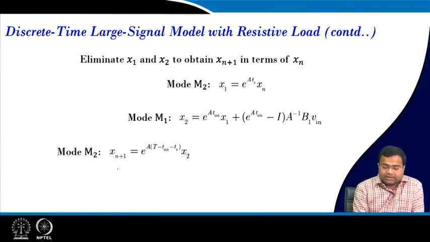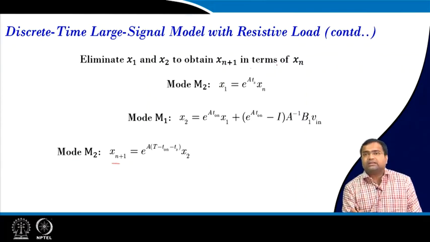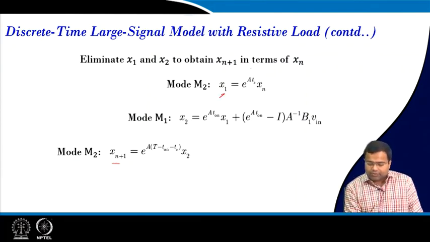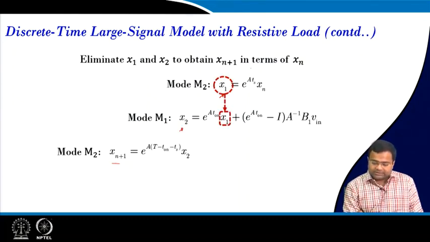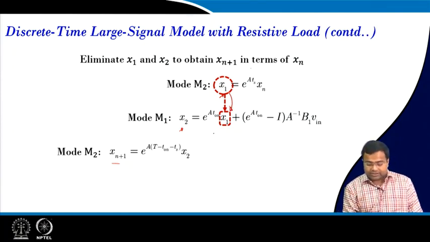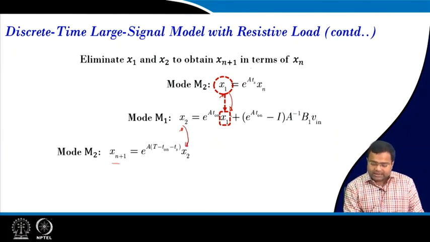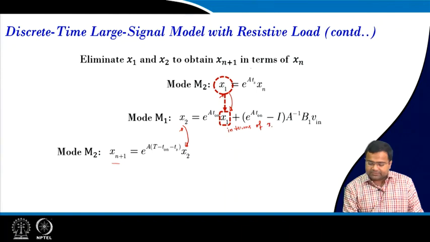So, the complete solution xn plus 1, if you propagate, that means you will back propagate. First you start with eliminating x1 x2 to obtain xn plus 1 in terms of xn. So, mode 2 we know x1 and x2 also you know. Now, you substitute this x1 here, and then it will be in terms of x2, and the x2 term you substitute here. So, in this case it will be in terms of xn, and you substitute x2, since x1 is already replaced. So, the whole term will be in terms of xn.